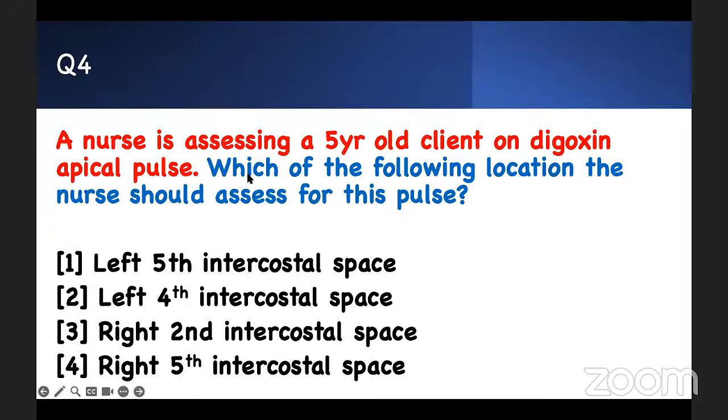Next question. Next is assessing a 5-year-old client on the apical pulse. When you assess the kid's apical pulse, which of the following locations should the nurse assess for this pulse? Left 5th intercostal space, left 4th intercostal space, right 2nd intercostal space, right 5th intercostal space. It looks intimidating, but break it down. I intentionally said it that way. 5-year-old, I want to check the apical pulse.